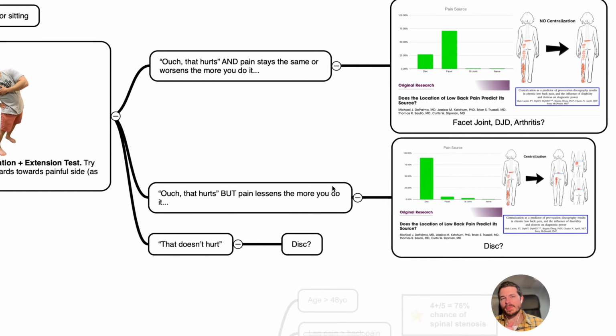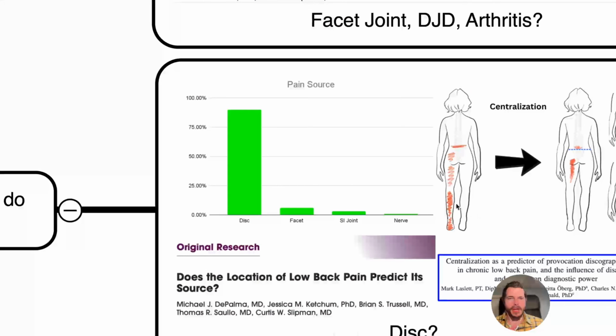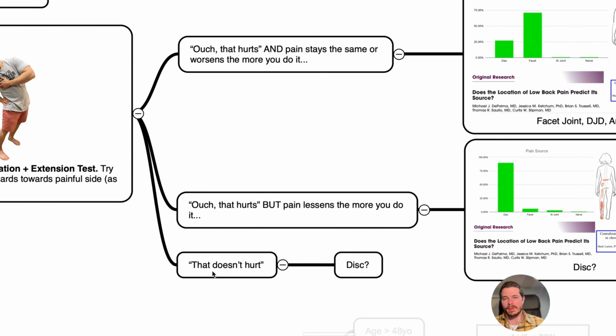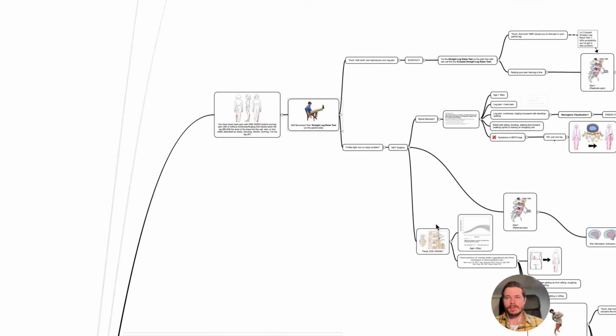You say, ouch, that hurts, but actually that's weird. I had pain in my calf, but now it's just in the back of my thigh. The pain is moving closer to the midline. Or I had pain in my calf in the back of my thigh, now it's only in my butt. Or I had all those symptoms and now it just hurts in my back. Centralization doesn't occur with an arthritic joint. It could potentially occur with disc problems, only about 50% of the time, but still, this would increase the probability it's disc. And if that doesn't hurt, again, maybe a disc problem. Maybe it's a motion that you're going to have a preference for. All right, let's move on.